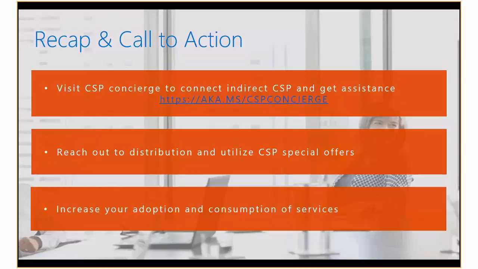Secondly, we want you to reach out to your favored distributor and talk about the different CSP offers that they have in market. Again, to help you make that transition from advisor over to CSP. And lastly, look at increasing your adoption and consumption of those services so that you can create more value for your customers, create a happier customer, and allow you to grow and expand your services.